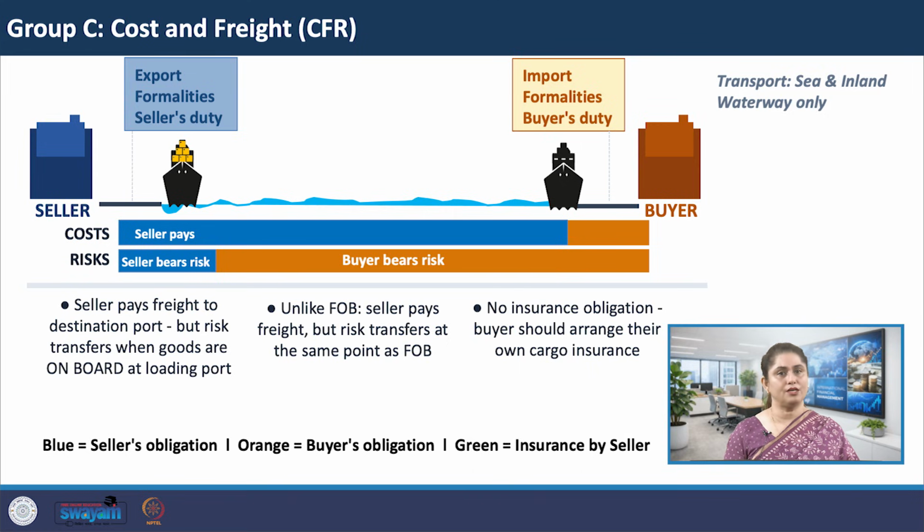Same risk transfer point, seller takes on the freight cost. There is no insurance obligation under CFR. The seller has no duty to provide insurance. CFR is often used in trade for commodities like iron ore, coal, agriculture products, where buyers are sophisticated enough to arrange their own insurance. For buyers who want the seller to also provide insurance, CIF is the appropriate choice.